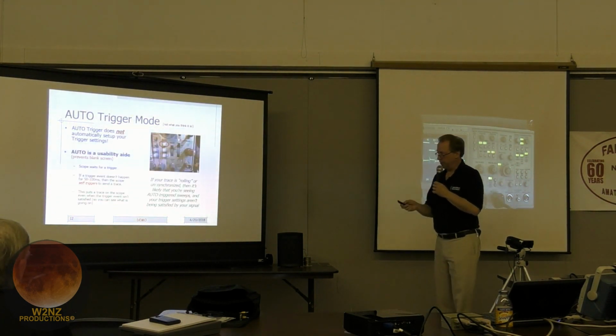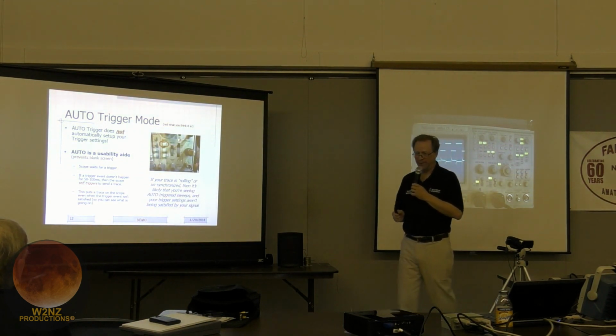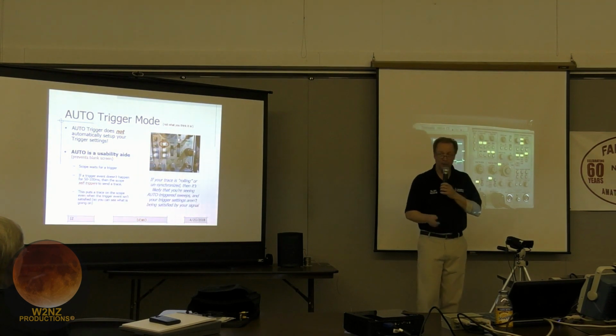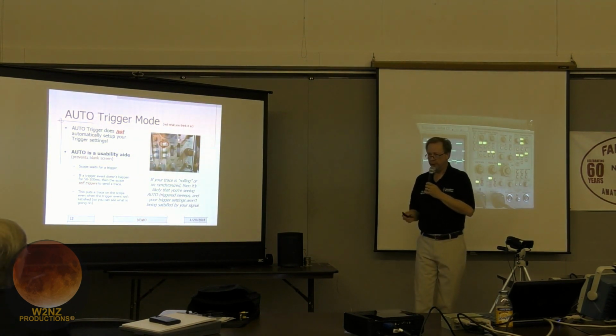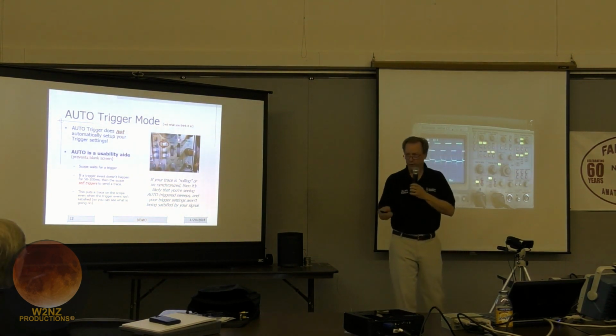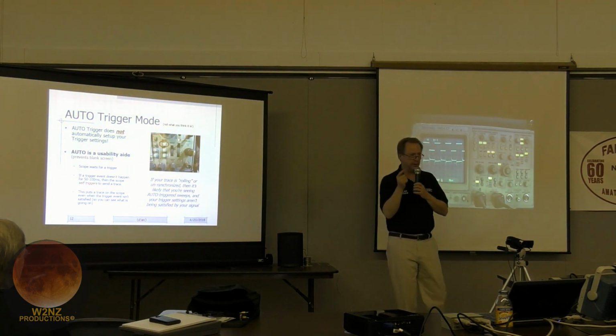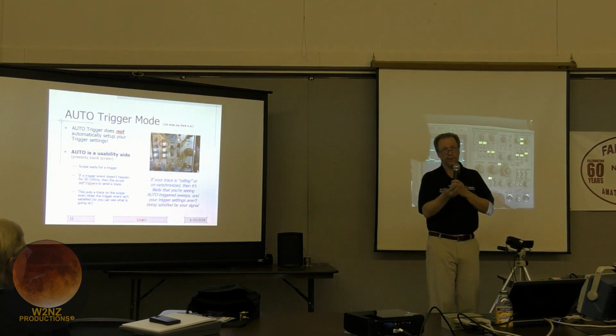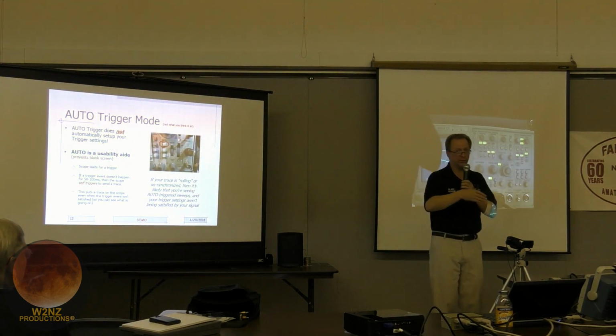So what is auto trigger? As I mentioned, it's not what you think. It doesn't automatically set up your trigger settings for you. But what it does do is a usability aid. Because as I mentioned, if the scope is sitting there waiting for a trigger, it's not sweeping across, so you don't see anything on the screen. Is it broken? If I don't have the scope adjusted right, what's going on?